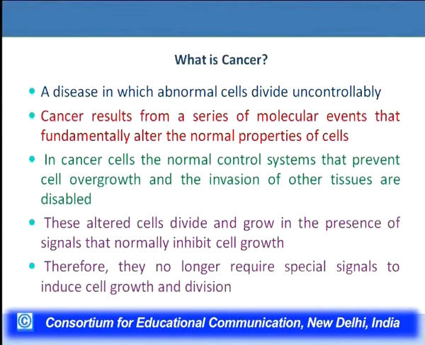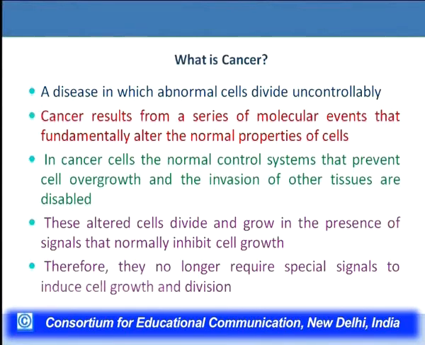Now, how does a cancerous cell come into existence? It is not an overnight occurrence. It basically occurs when a series of molecular events occur, which alter the fundamental properties of the cell. Now, what are those fundamental properties? I will be talking about that later on. Now, what exactly is happening in a cancerous cell? The normal control systems, which prevent the overgrowth of the cell, are going berserk.